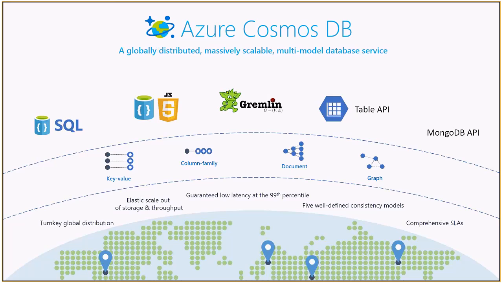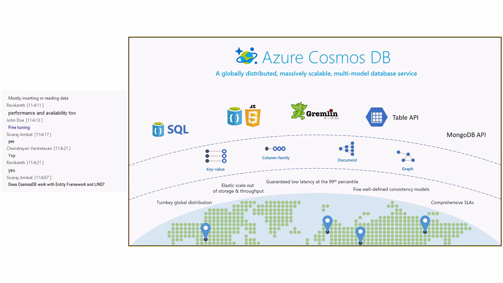The way we think of it, it is a globally distributed multi-model database service which can scale out to petabytes of data. The way to read this particular slide is to go from the bottom up. The bottom is our platform. Our platform provides distribution. Our platform provides elastic throughput and storage. Our platform provides guaranteed low latency at the 99th percentile. I will talk about it in a little more detail later. And then it provides choices of consistency levels. And to top it all, these guarantees are backed up by financial SLAs. So we are the only database that provides all these things.